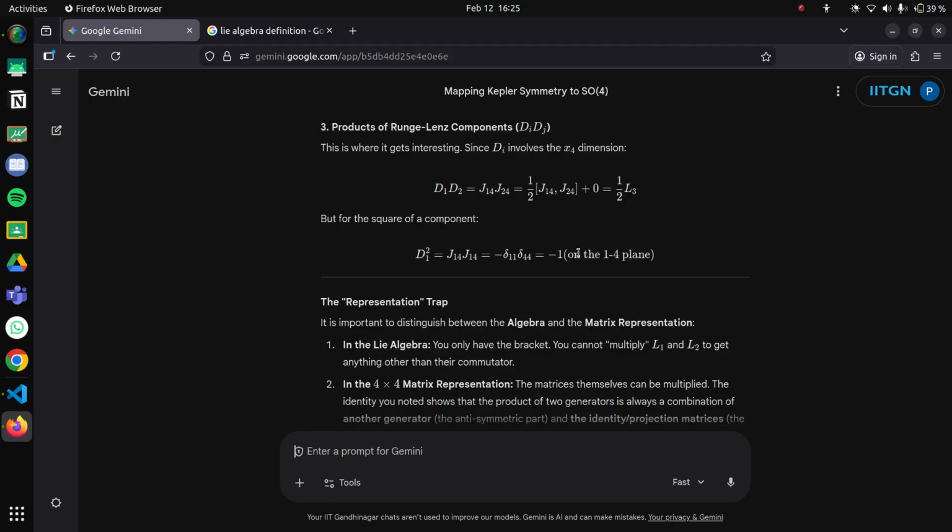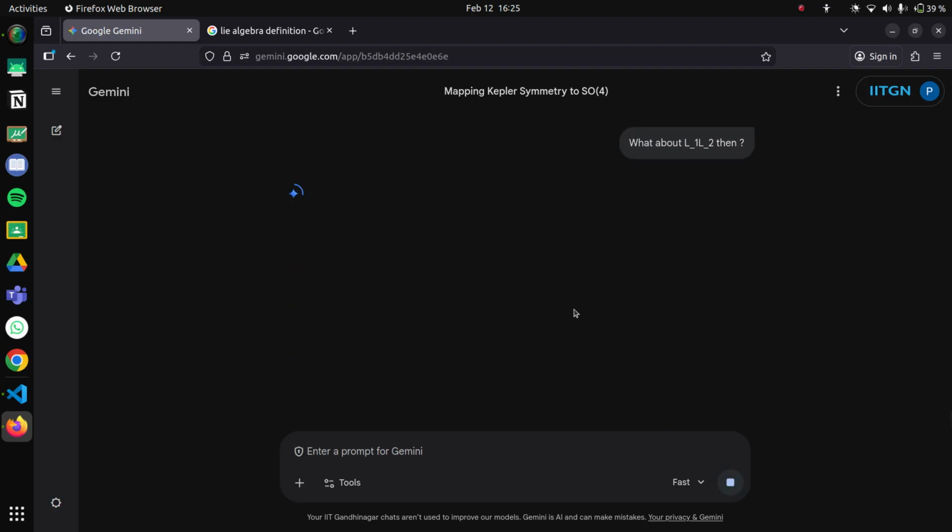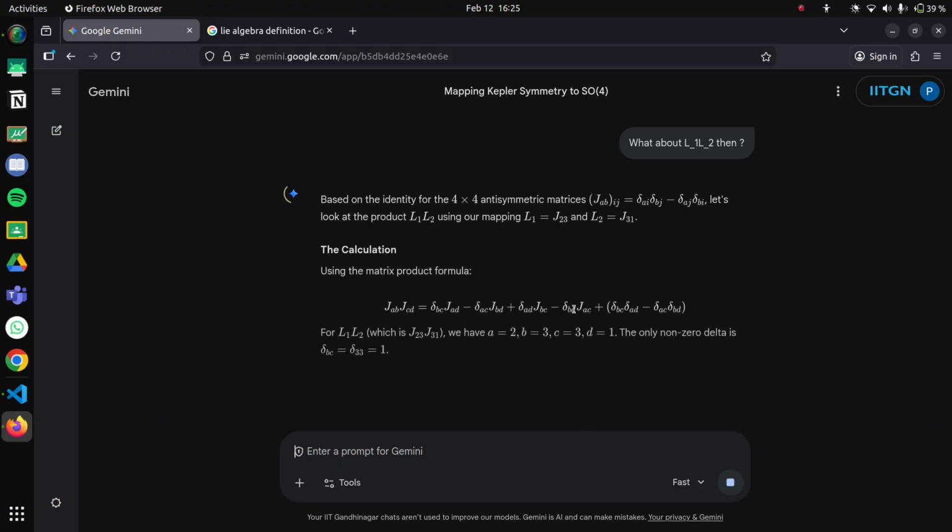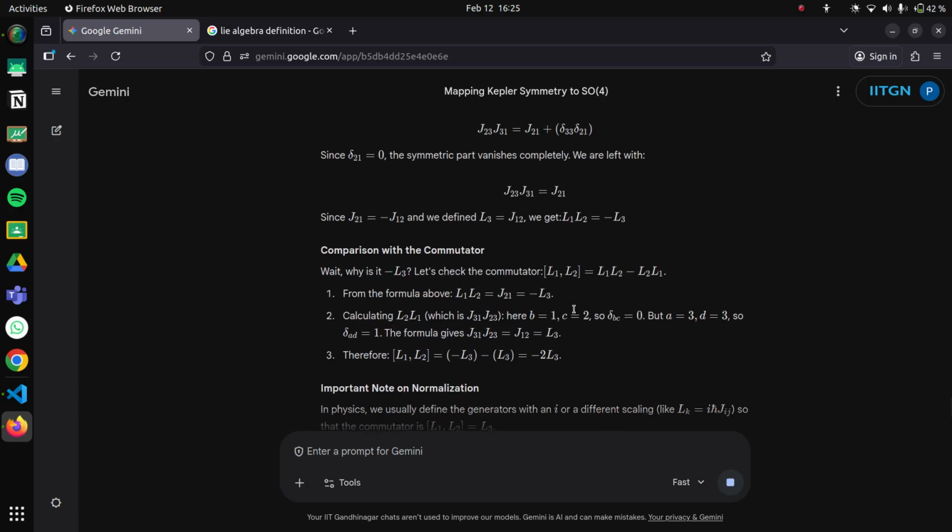D1 D2 and then how this is half L3. What about L1 L2? Okay, just thinking about it. L1 L2 equal to negative L3. Interesting. Very interesting. How would that be? And the angular momentum stuff is just very messed up, isn't it?